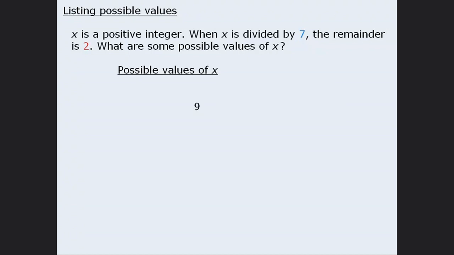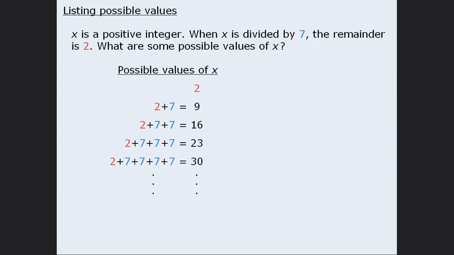Perfect. Another possible number is 16. What are some other ones? For example, is there a number less than 9 that has remainder 2 when we divide it by 7? Yes, 2 satisfies this condition, because when we divide 2 by 7, we get 0 with remainder 2. Now here comes a very important observation. Notice that 9 can be expressed as 2, the remainder, plus 7, the divisor. Similarly, 16 can be expressed as 2 plus 7 plus 7. So, to find other possible values of x, we'll keep adding 7 to the previous value, and so on.